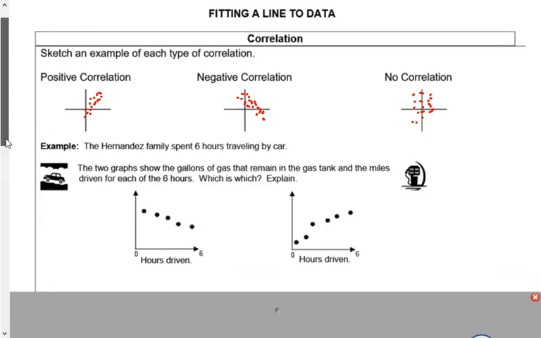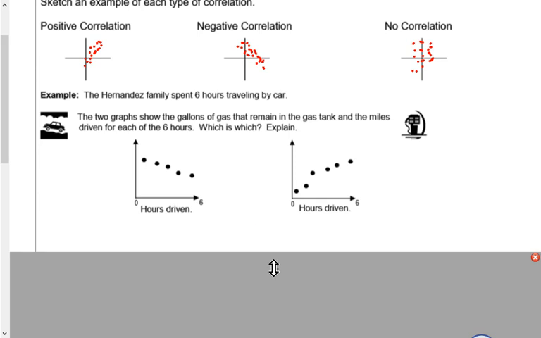So we call these scatter plots, trend lines, correlation. The Hernandez family spent 6 hours traveling by car. The two graphs show the gallons of gas that remain in the gas tank and the miles driven for each of the 6 hours. Well, which is which?